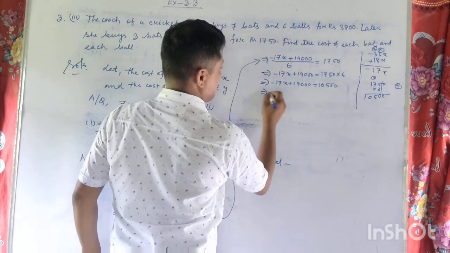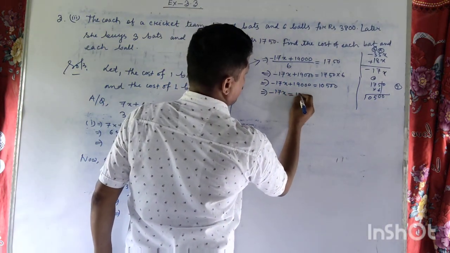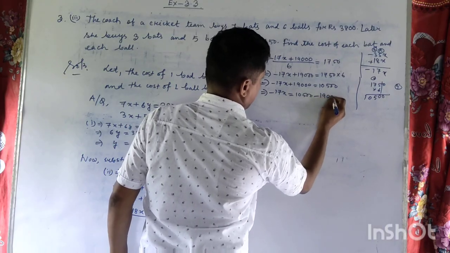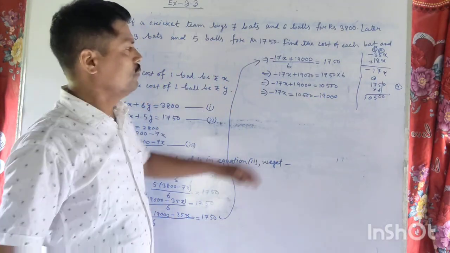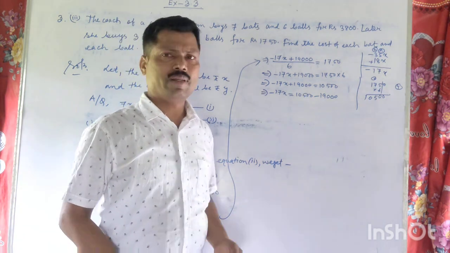So minus 17x is equal to 10,500 minus 19,000. They are positive 10,500 and negative 19,000.